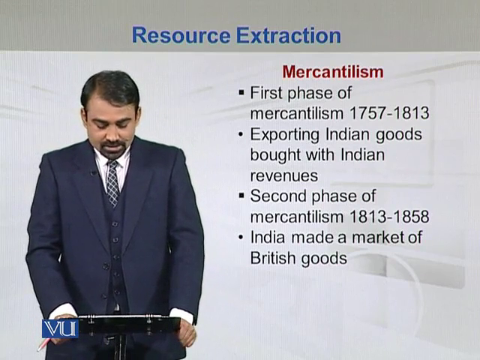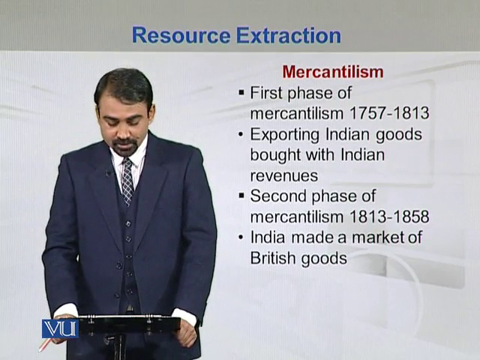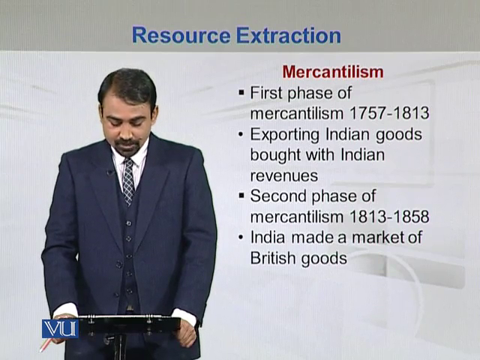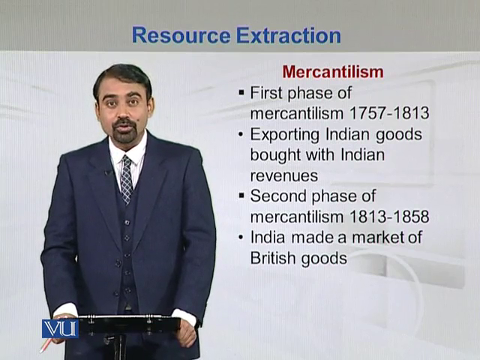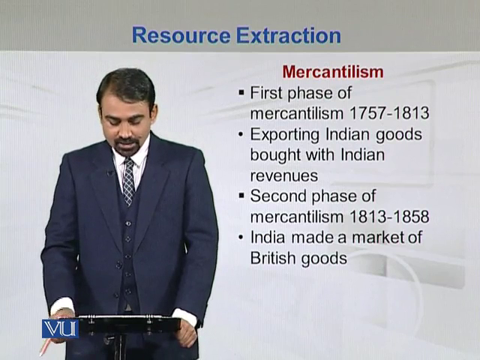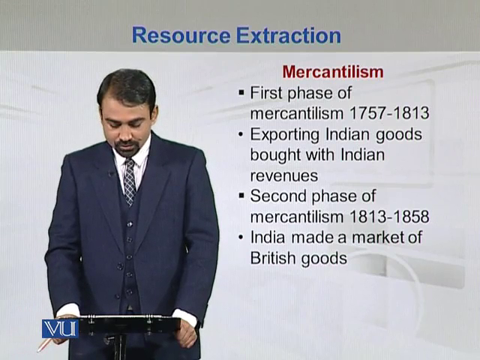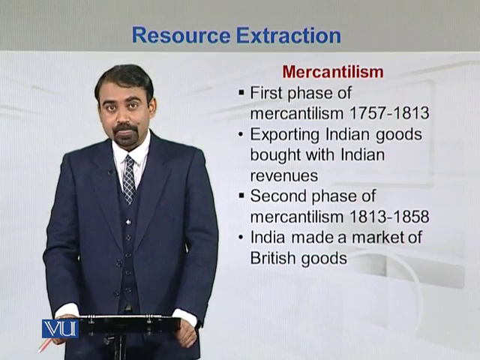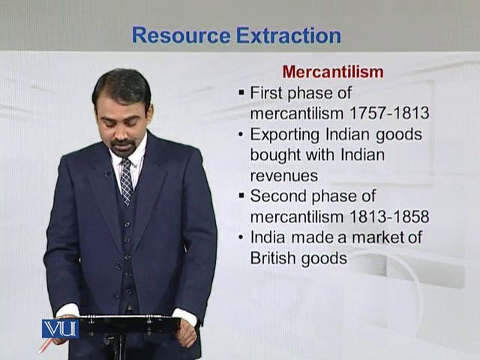If we look at the stages of mercantilism in India, the first phase was between 1757 and 1813. During this phase, the East India Company exported Indian goods bought with Indian revenues, primarily to the UK and then to other European countries, using revenues generated from the peasants and other people in India.